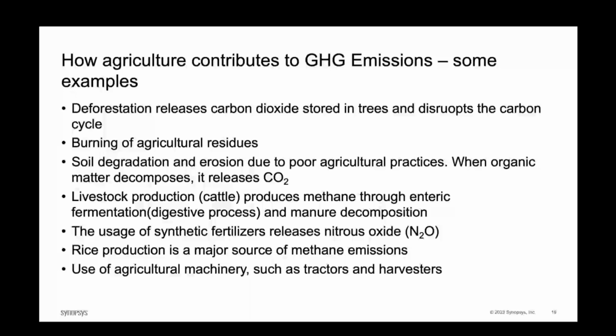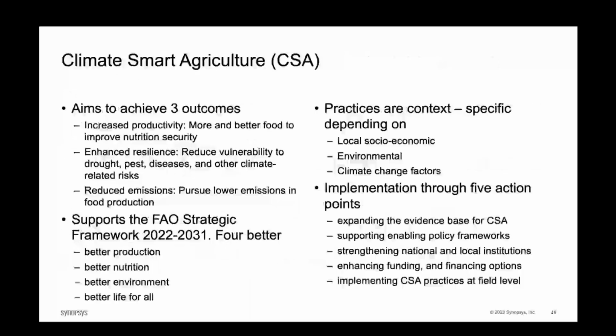And rice production is a major field of methane emission. It's the second one. The first one is coming from the cattle and livestock production, but the second source of methane emission is rice. Are we going to say that we are not going to eat any rice? This is a critical issue as well. So we have to find ways to measure that, and we have to find ways to change the way we produce the rice. The use of agricultural machinery such as tractors and harvesters also contributes to the emissions.